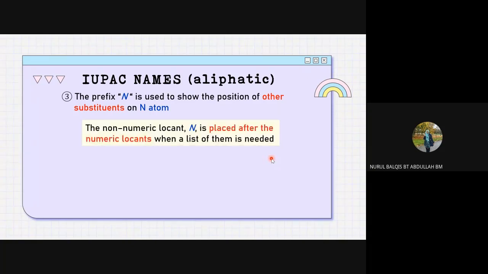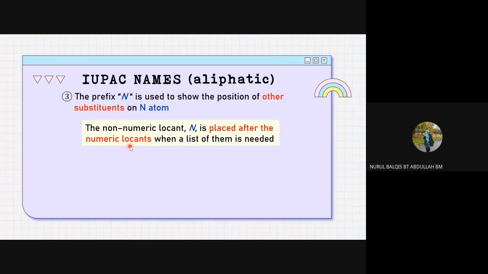Okay, as for aliphatic, ini untuk aliphatic N. Bila aliphatic compound, kita akan letakkan N after the numeric locants, maksudnya lepas nombor. Maksud lepas nombor ni, kalau awak ada the same substituents, let's say methyl, methyl on the nitrogen and also on the carbon chain, kita akan letak yang carbon chain punya position dulu, baru kita letak N. Itu faham tak? Contohnya awak ada methyl dekat nitrogen, methyl dekat carbon chain of 4 tadi. Okay, contoh kita kata 2-methyl.